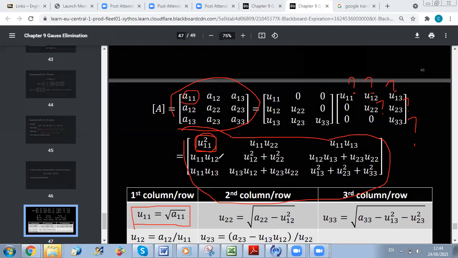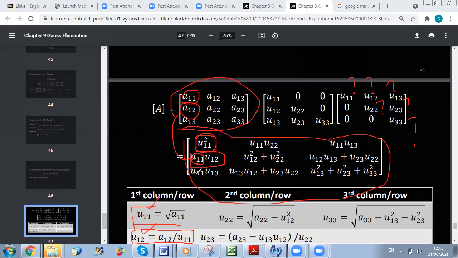Once I got U11, I can move now to do the following comparison. I compare the second term in the first column. So U11 U12 is equal to A12. And since I calculated already U11 from the previous step, I can write U12 as A12 over U11. So now I can calculate U12.